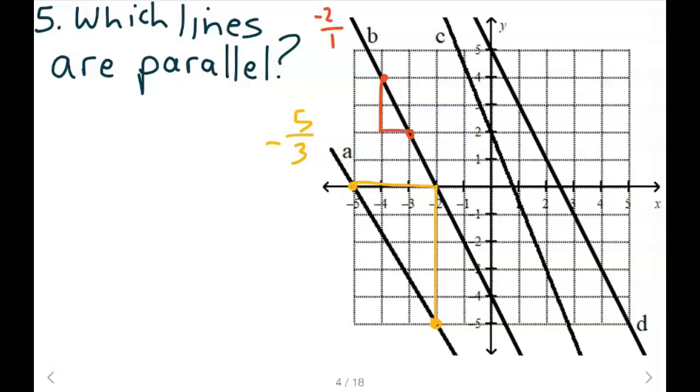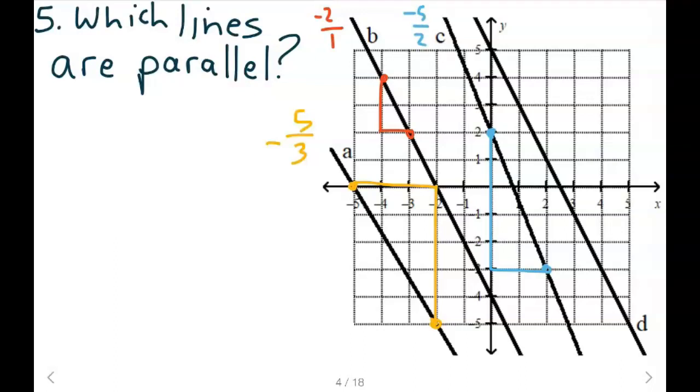We're calculating the slope of each line. For line C, we could start at 0, 2, and go to 2, negative 3. So we go down 1, 2, 3, 4, 5 to the right 1, 2. So negative 5/2 is the slope of line C.